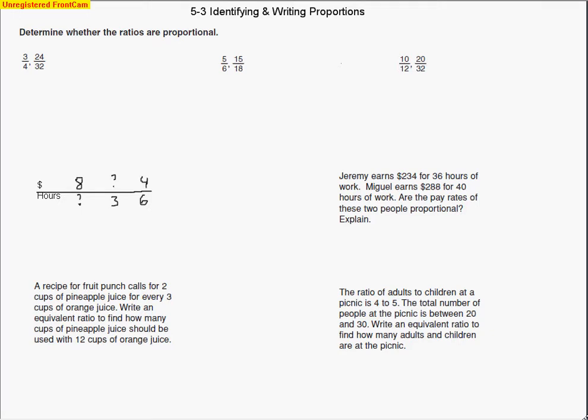Today we will be identifying and writing proportions. So let's take a look at our first type of problem we'll end up seeing. What they're going to ask us to do is determine whether these two ratios are proportional or not. And so the way I'm going to end up doing that is one of two methods. And so I'm going to give you both methods here.